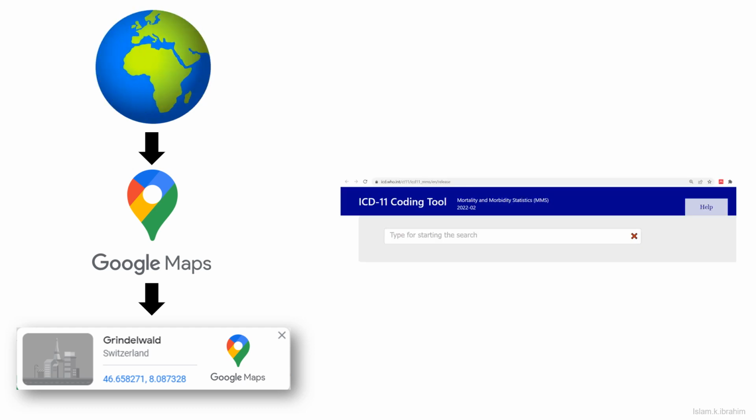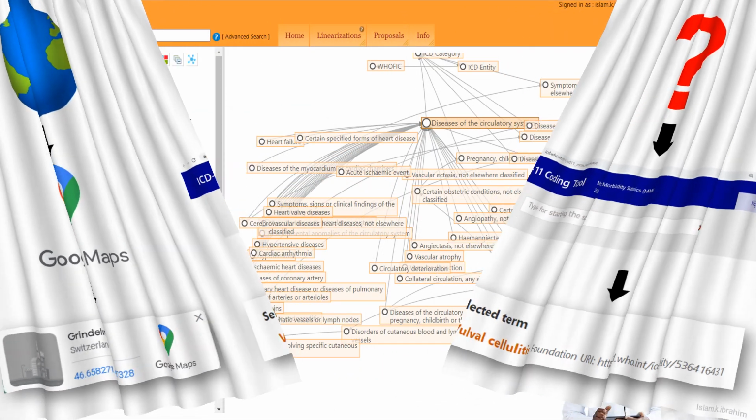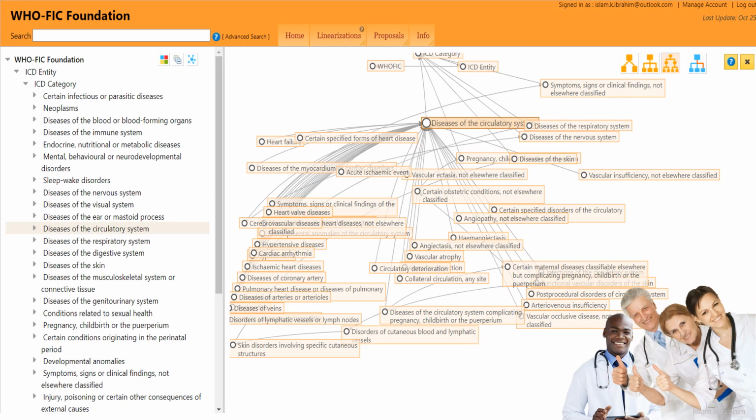The ICD-11 coding tool also provides us with the exact location or unique identifier of the entity we are looking for. But where does the ICD-11 coding tool search to give us that URI? What happens behind the scenes is that the coding tool searches through the foundation. This is a huge database of diagnoses, health conditions, and medical terms developed by many teams of clinical specialists. It includes all the entities that exist in ICD-11.